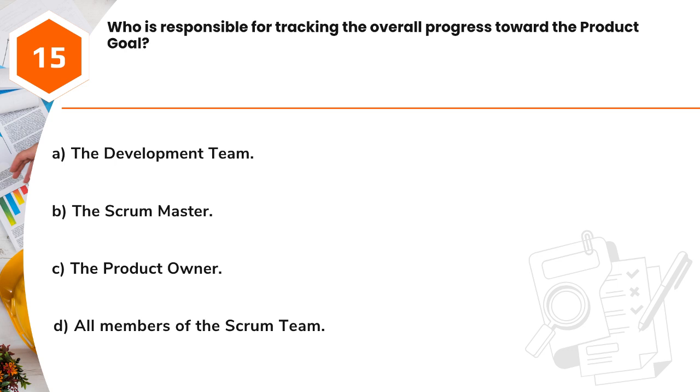Question 15. Who is responsible for tracking the overall progress toward the product goal? A. The development team. B. The Scrum Master. C. The product owner. D. All members of the Scrum team.